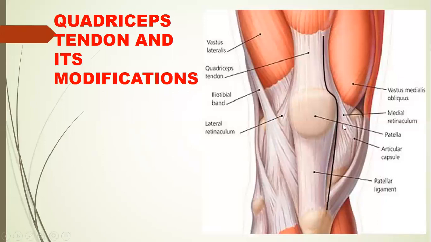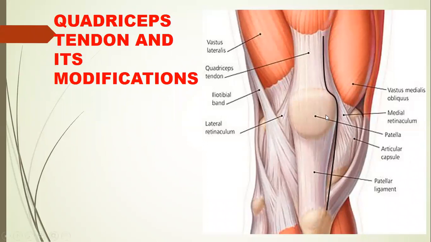This one is the medial retinaculum, and this one is the lateral retinaculum. So the retinacula are just the extensions of the tendinous fibers of the vastus medialis and the vastus lateralis, and they extend in either direction, from the sides of the patella, to merge with the capsule of the knee joint. In this way, they strengthen the capsule of the knee joint. They provide stability to the knee joint in this way.